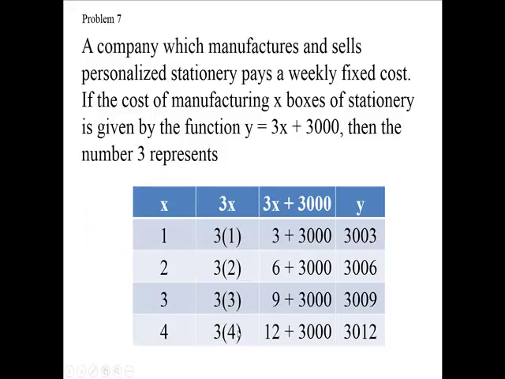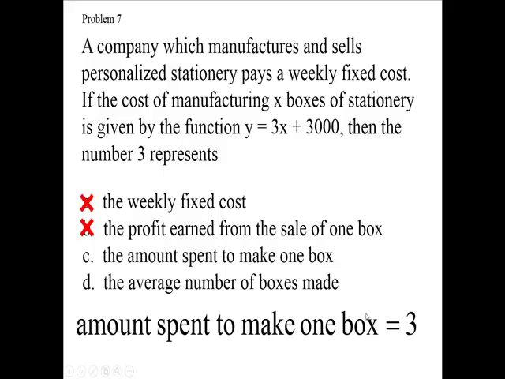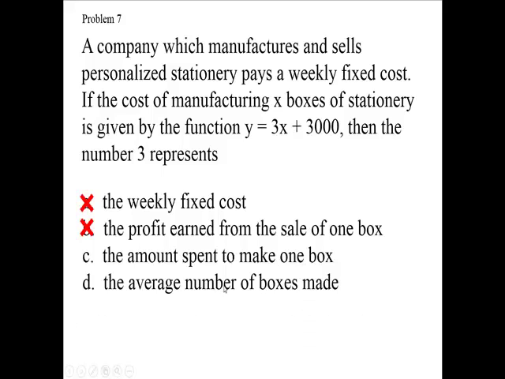Okay? Going back here, it increases $3 every time you make a box. So it looks like your cost is going up $3 depending upon the number of boxes. And that's changing, isn't it? So I'm saying 3 would be the amount spent or the cost of the company to make one box. The average number of boxes has to do with x. Okay? Has nothing to do with the number 3. So I'm coming up with answer C.